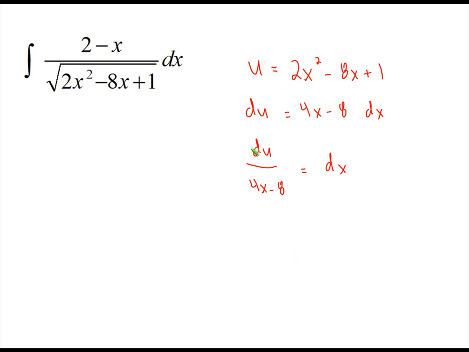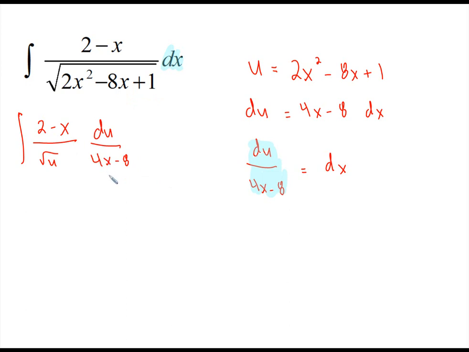Now I'm going to substitute. dx equals this, so I'm going to substitute it here. So now I'm integrating the 2 minus x here. On the bottom, remember, this is going to become basically root u, the square root of u, because I made this whole thing inside here u. And instead of dx, I have du over 4x minus 8. This problem is a little bit tricky because you might say, wait, I'm stuck, I can't do anything. I need the x's to cancel out.